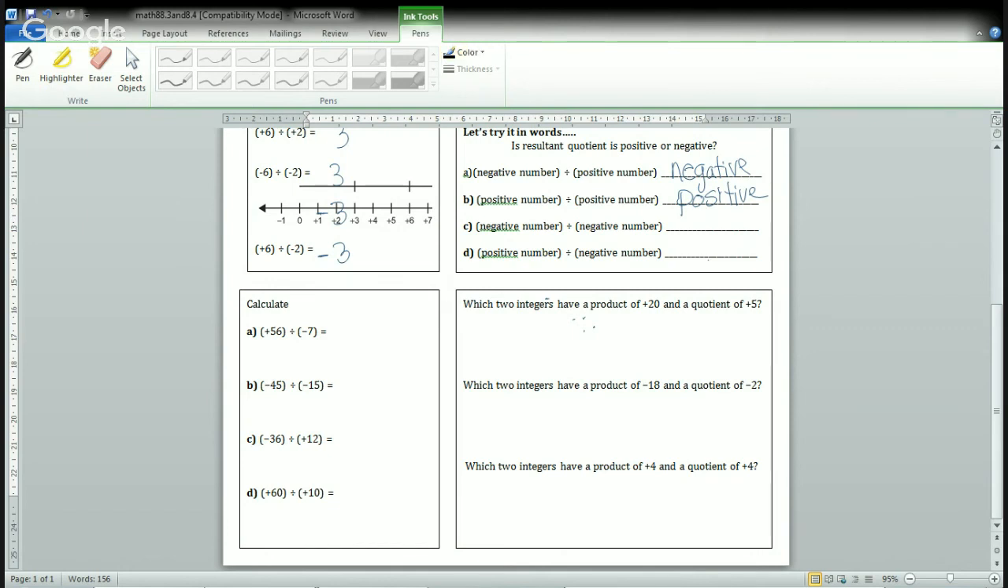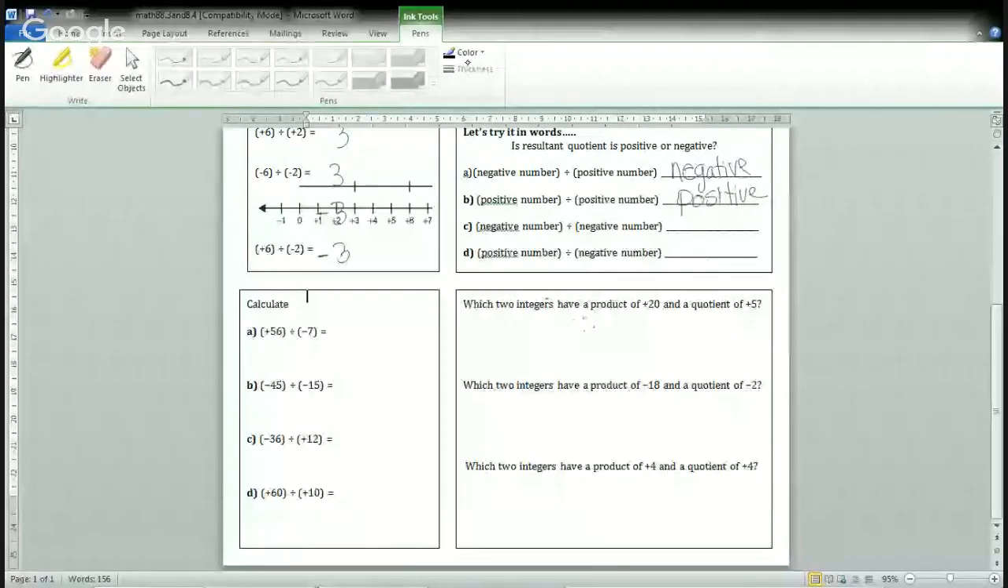All right, welcome back. Here we go. I'm just going to double check to make sure you see what I see. Okay. Perfect. So here it says we've got two integers that have a product of positive 20 and a quotient of positive 5. That means something times something gives me positive 20, product being multiplication. And those same two numbers, something divided by something, is positive 5. So these ones are a little bit of challenge questions.